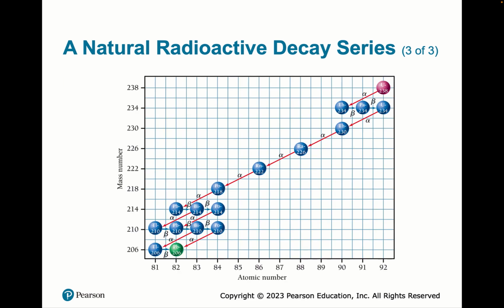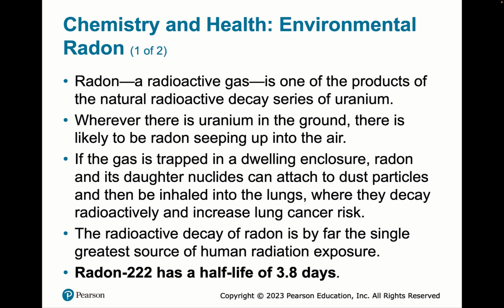So here is the decay series. Start with uranium-238 and alpha decay, then beta, then alpha on down, going through a series of alpha and beta decays eventually into lead-206, which is stable. Radon is one of the naturally occurring products of the uranium-thorium decay series. If there's uranium in the ground, there's going to be radon as well. It's one of the largest sources of natural radiation exposure, and it has a half-life of 3.8 days.